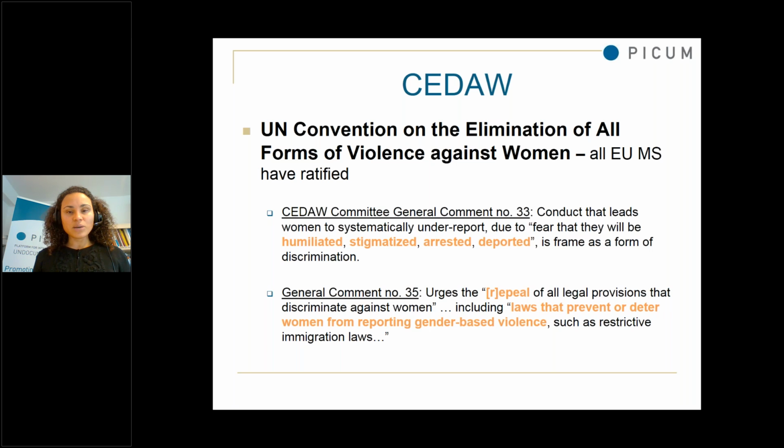Under general comment number 35, the committee specifically urges states parties, in order to be consistent with the duties that are laid out for them within the convention, that they would repeal all legal provisions that discriminate against women, including laws that prevent or deter women from reporting gender-based violence, such as restrictive immigration laws.